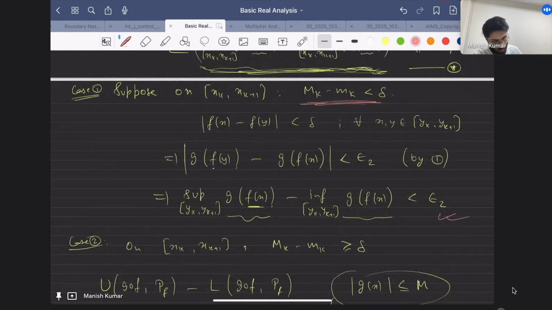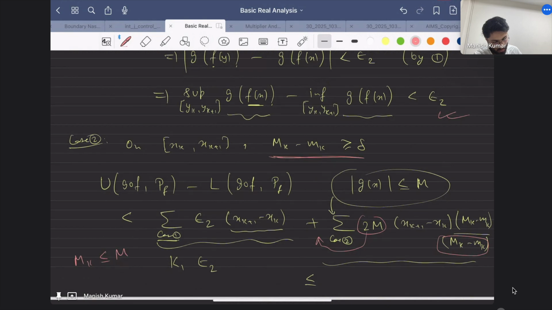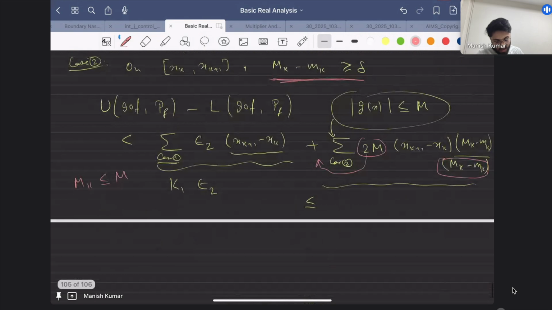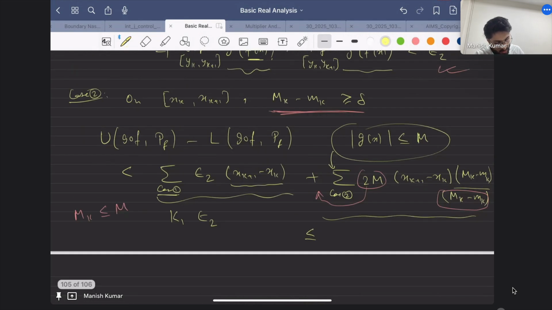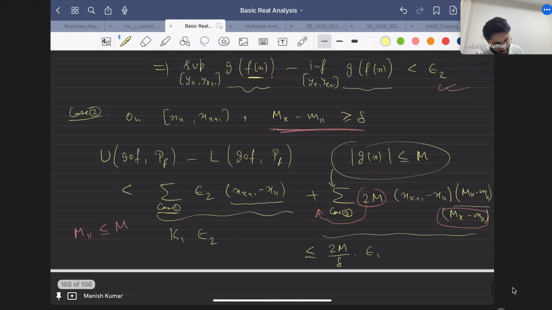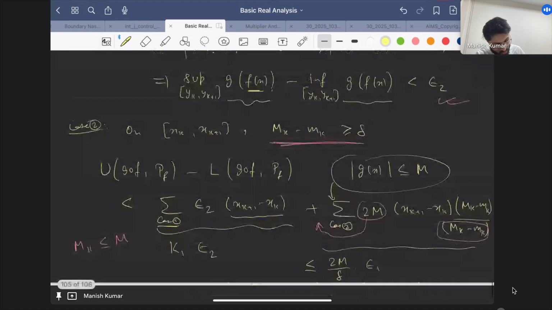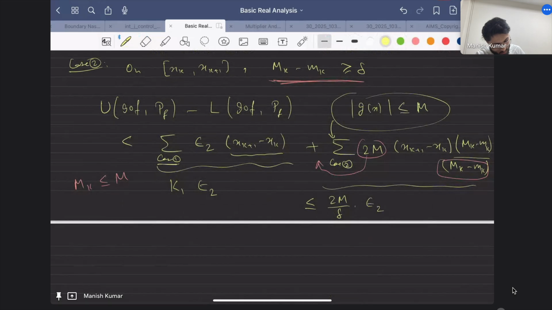Let me first write it, then I'll explain it. So I have this Mk minus mk is greater than or equal to delta. So this I can say is 1 by delta. So this is 2M by delta, and then case 2, and then this is less than epsilon 1, right? From 3, so this is epsilon 2. This is by 3. Yeah, now it's done. Okay, so let me explain again properly.